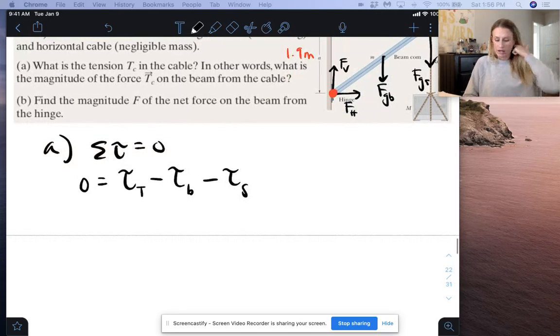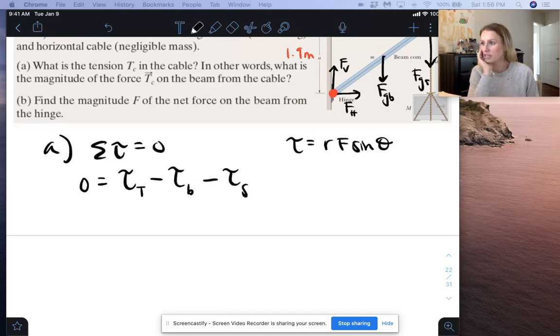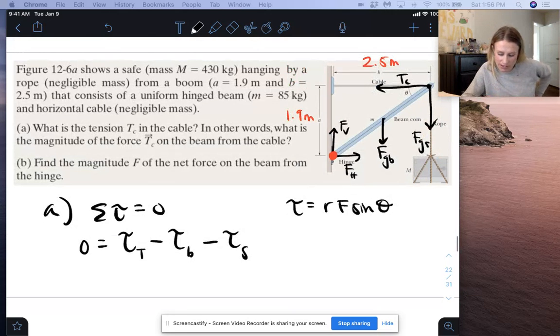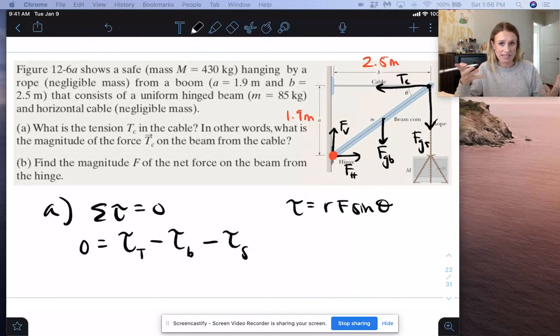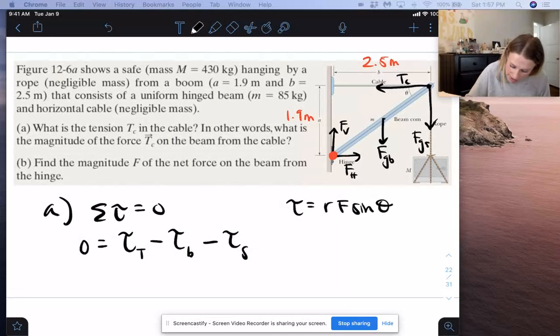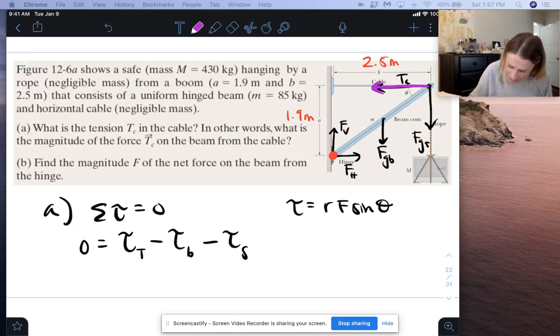Okay. Now, we know that torque is equal to RF sine theta. Now, there's a couple of different ways to do this. We can find the angle here, that theta right there. We could find that if we want to. We also can use the perpendicular moment arm component and just say sine of 90. And what I mean by this is I know that that tension in the cable right here, if I look at this force right here, the perpendicular R vector to that force is this 1.9 meters right there.